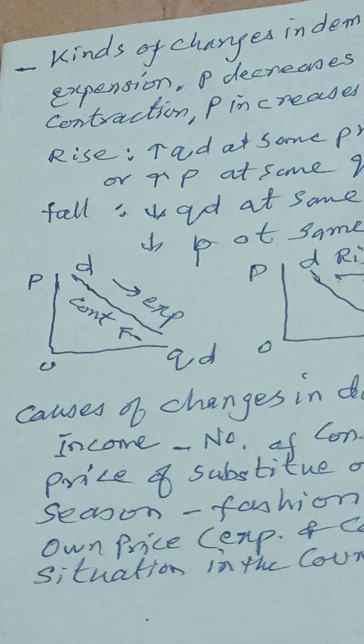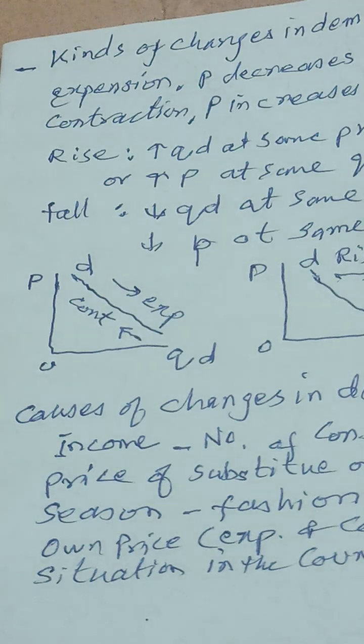Rise in demand means increase in quantity demand at same price, or increase in price at same quantity. Fall in demand means decrease in quantity demand at same price, or decrease in price at same quantity.